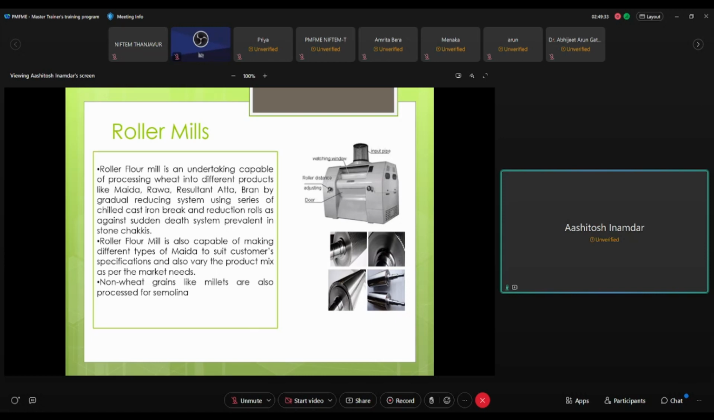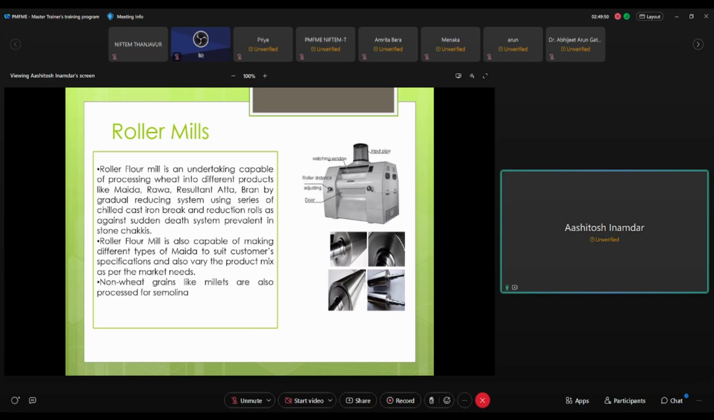And the process, as I said, is a very gradual process, and we can make any kind of flour or maida to suit the different customers like bakery. In the bakery also, bread, cake, parota and all, just by selecting the right blend of wheat.